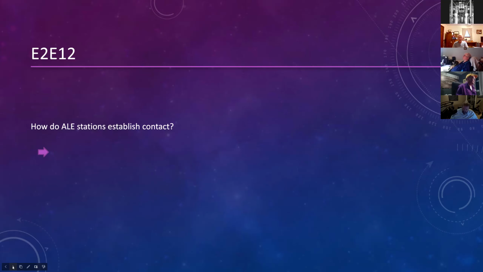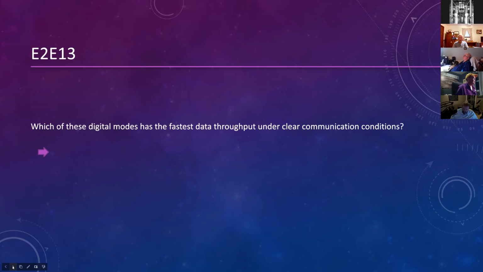How do ALE stations establish contact? ALE constantly scans a list of frequencies, activating the radio when the designated call sign is received. And I think this is the last one. Which of these digital modes has the fastest data throughput under clear communication conditions? And it's 300 baud. There are two questions having to do with data throughput, and both of them are 300 baud, the answers. And that's it.